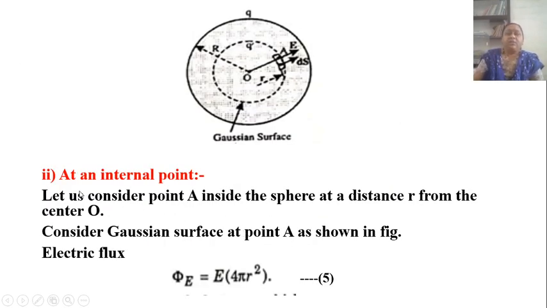Now let us consider an internal point: point A inside the sphere at a distance r from the center O. Now consider a Gaussian sphere through point A as shown in the figure. The dotted circle indicated here is the Gaussian sphere, which is an imaginary surface. Electric flux phi equals E into 4 pi r square.